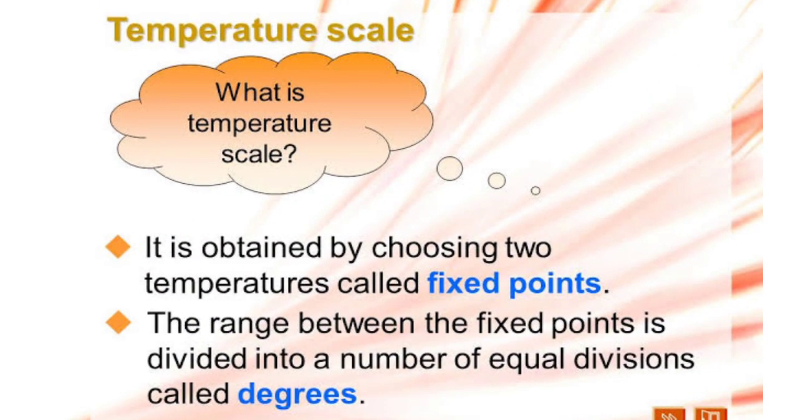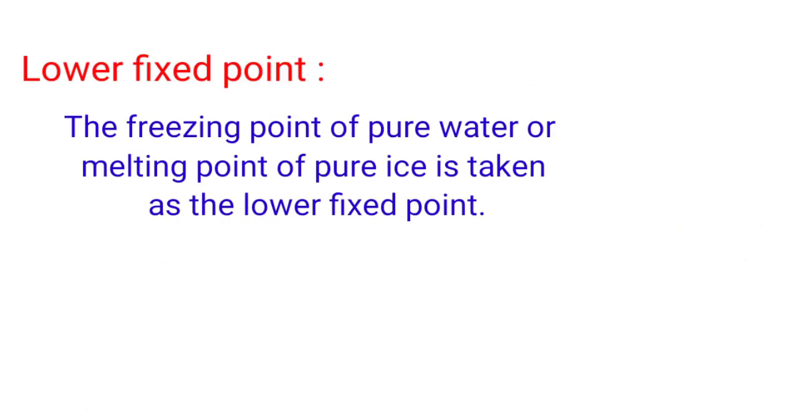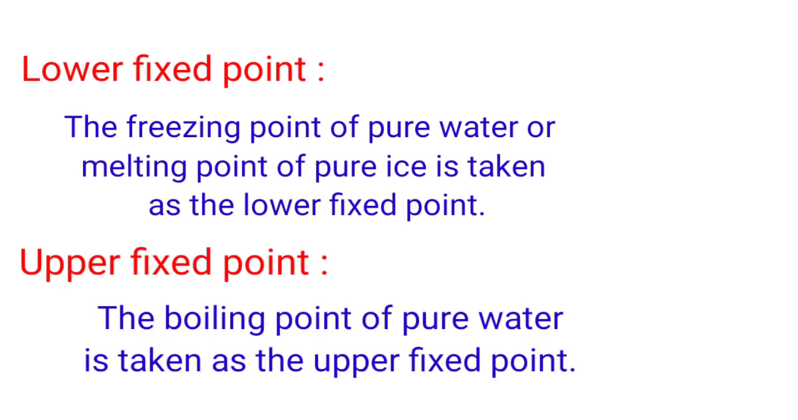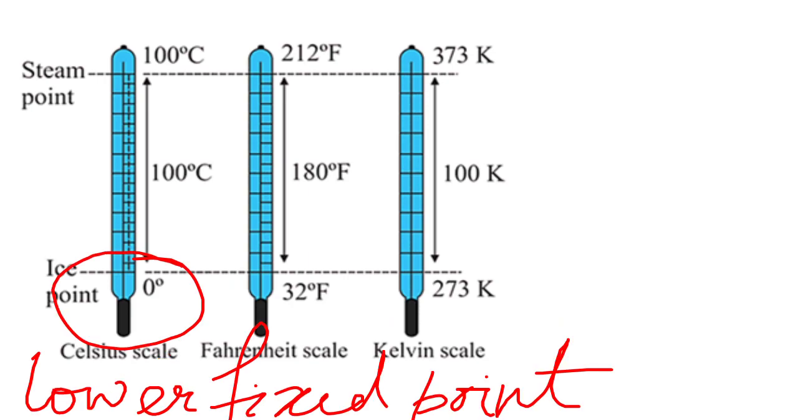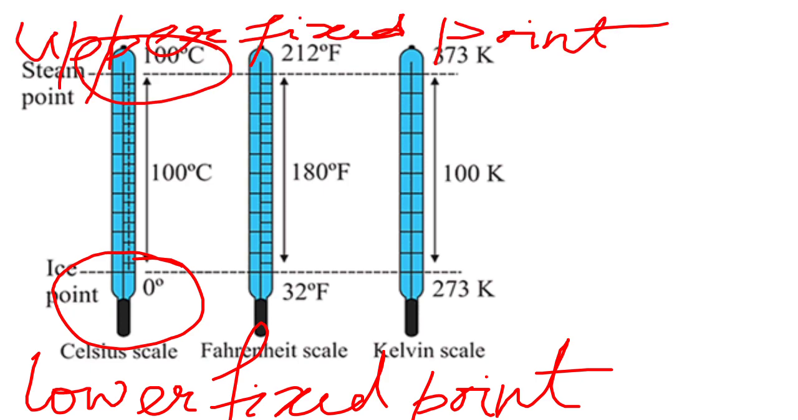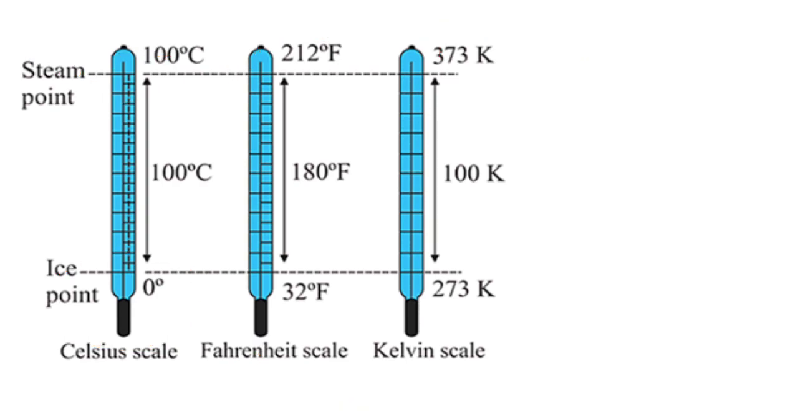Now let's understand about the lower fixed point and upper fixed point in any scale of temperature. The freezing point of pure water is taken as the lower fixed point, whereas the boiling point of pure water is taken as the upper fixed point. Now the first one is the Celsius scale. In Celsius scale, the lower fixed point is taken as 0 degree Celsius and the upper fixed point is taken as 100 degree Celsius. The interval is 100 divisions and each division is equal to 1 degree Celsius.